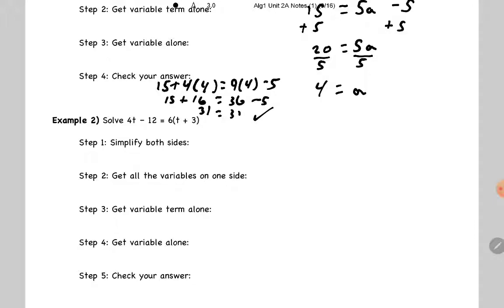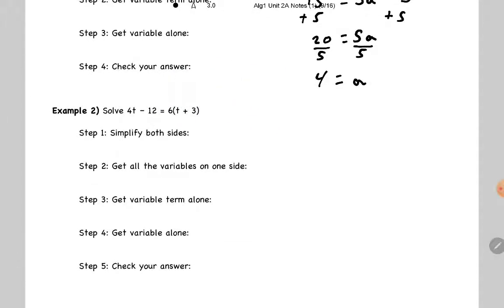So I'm going to erase this because I want to take a look at this here. We have a distributive property going on the right side. So the first thing we need to do here is simplify both sides. So I'm going to rewrite it. 4t minus 12 equals 6 times the quantity t plus 3. From our first section, we use the distributive property, make a rainbow.